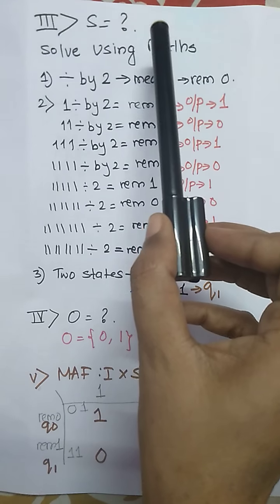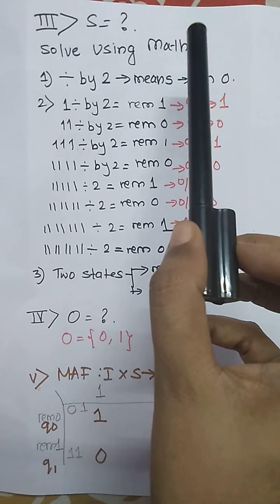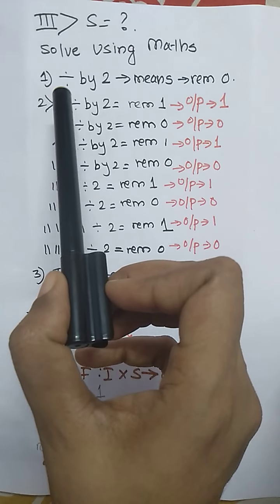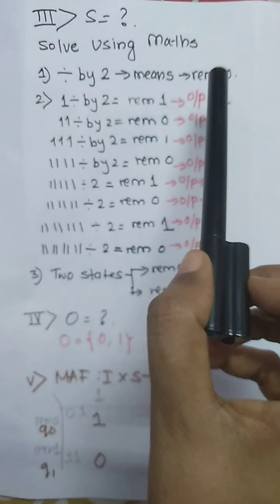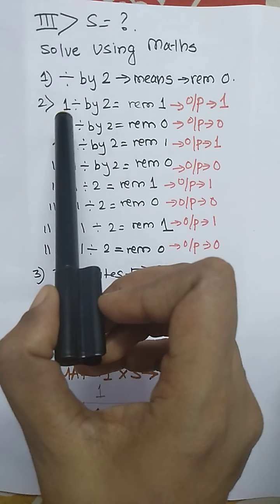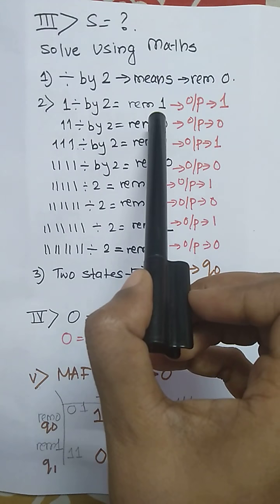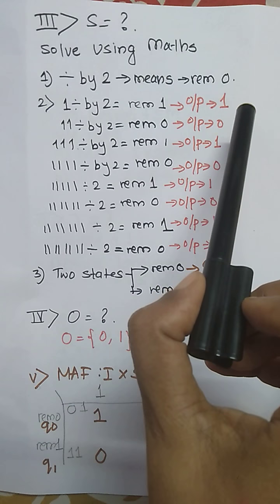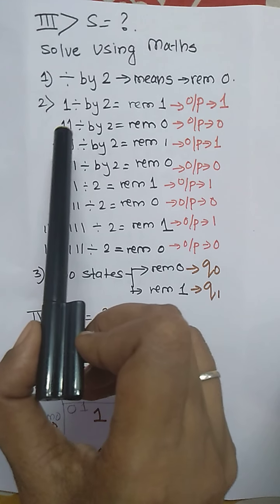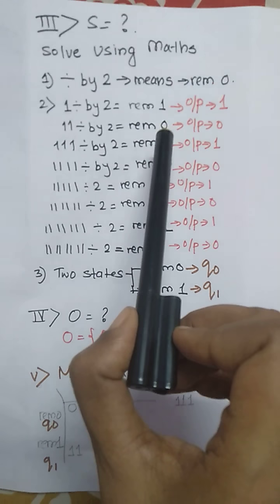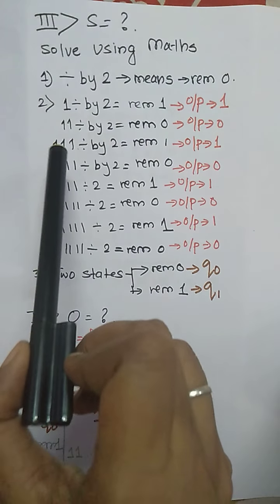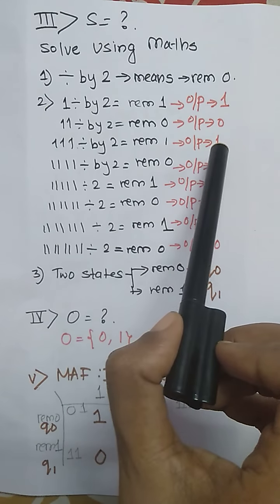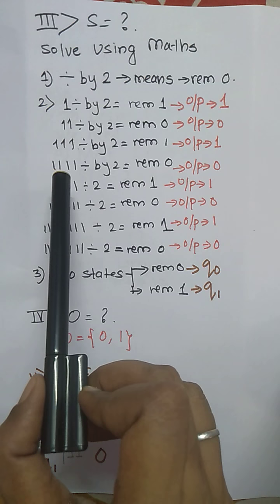For finding the states, we are going to solve the question using our manual mathematical method. That is, we find the divisibility by 2, meaning the remainder has to be 0. The first string we got is 1. 1 divided by 2, the remainder is 1, and that is the output generated. Whenever we divide 1 by 2, the remainder will be 1. Double 1, that is 2, divided by 2, the remainder will be 0, so the output will be 0. Triple 1 indicates 3. When we divide 3 by 2, the remainder will be 1, output 1.